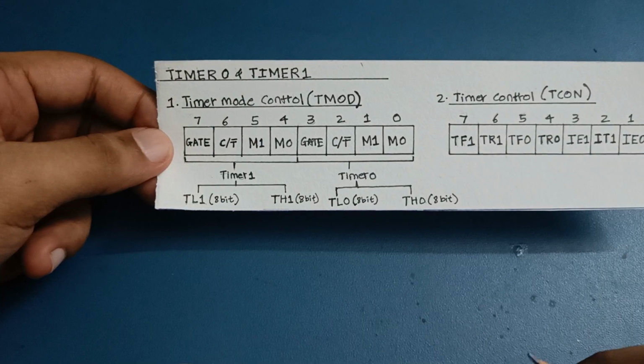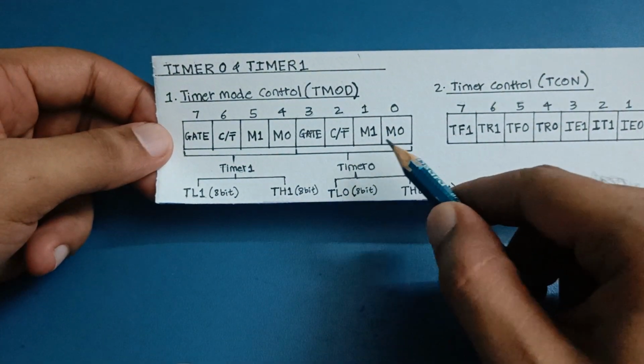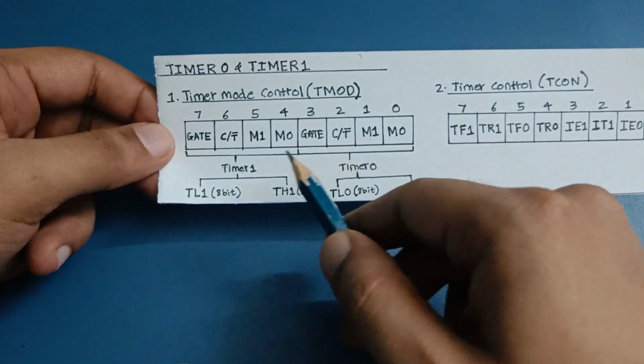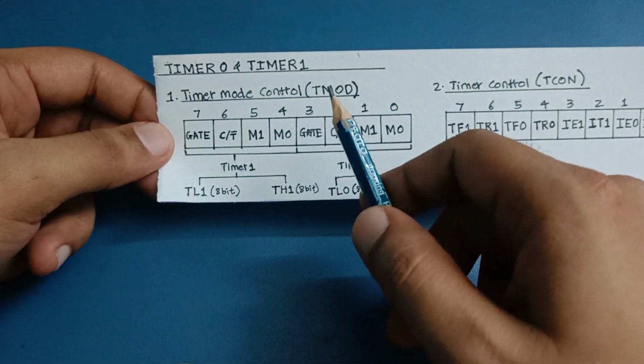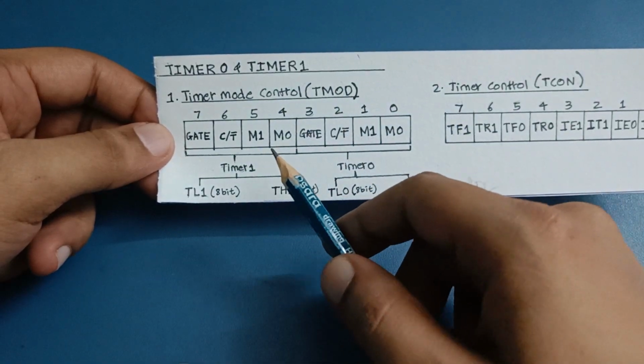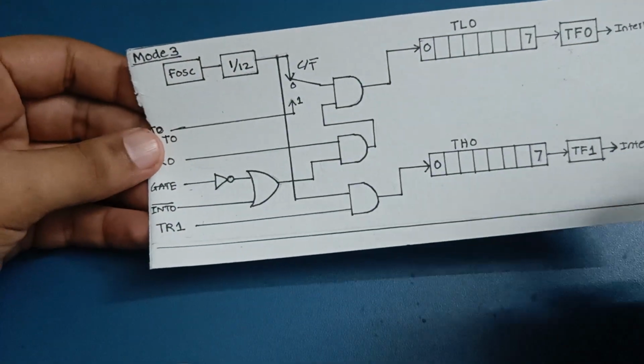Now let's see timer 0 in mode 3. For mode 3, M1, M0 will be 1, 1. All the other bits will be 0. So the value to be loaded in TMOD will be 0x03. That will put our timer 0 in mode 3.